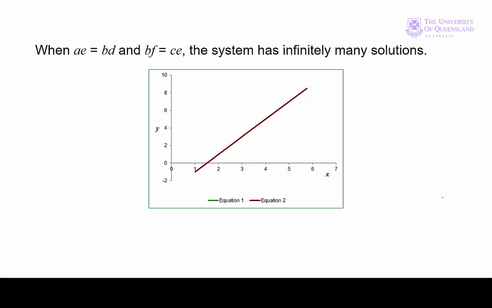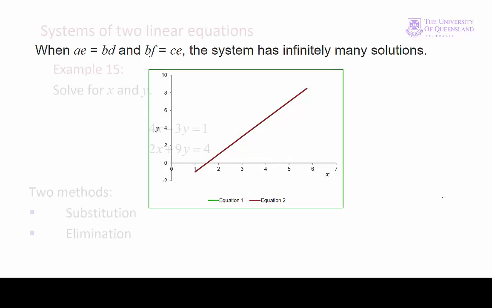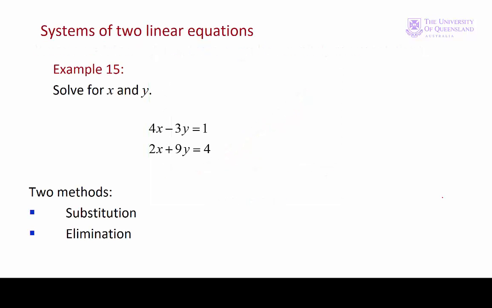So we see to have a solution for our system of two linear equations, we need each equation to have a different intercept on the y-axis and a different slope. And then we'll cross over and we'll have a solution. We'll finish the module with another example. Here we have 4x minus 3y is equal to 1 and 2x plus 9y is equal to 4. You can see how this is solved on a separate video.